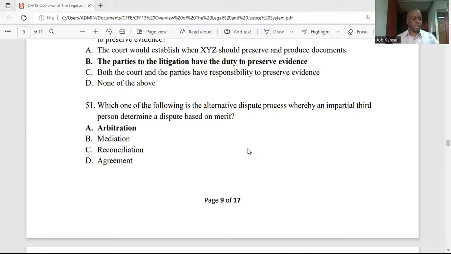The three major types of alternative dispute resolution mechanisms that we looked at are arbitration, mediation, and also negotiation. But of course there are others, for example, early expert neutral evaluation, or traditional methods whereby you can have elders in the community resolve any kind of dispute.